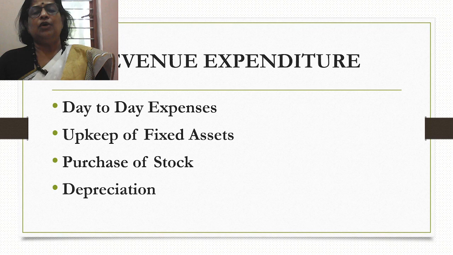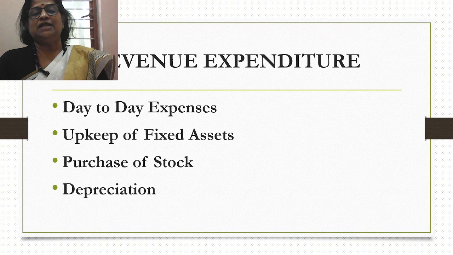So, revenue expenditure includes day-to-day expenses, upkeep of fixed assets like repairs, renewal, and purchase of stock, because only by selling stock can you get revenue. So, purchase of stock in the case of a business organization. But if it's a service industry like a bank or insurance, you have to provide service. That is how you will get the revenue.